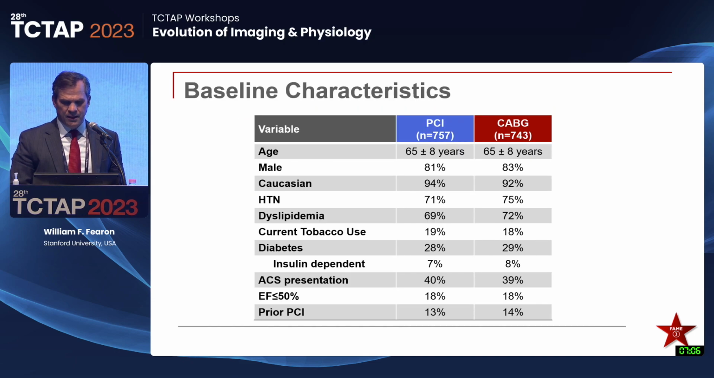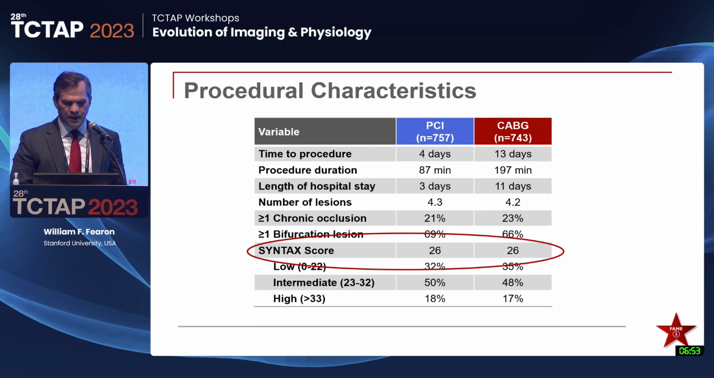These are the baseline characteristics, which were similar in the 2 arms and typical: middle-aged men were the majority, about a third were diabetic, and 40% were presenting with ACS. The key procedural characteristic that I wanted to highlight was that these were relatively complex patients with a syntax score in the 26 range that was similar between the two groups.